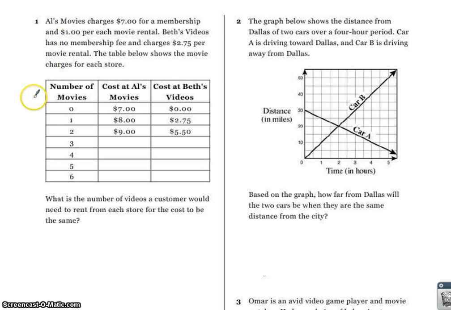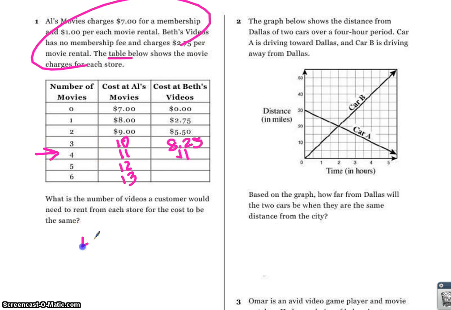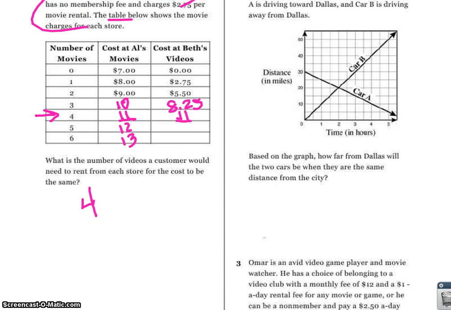So Al's Movies charges $7 for membership and $1 for each movie rental. Best videos. Okay, all of this I don't really care about. What I need to do here is say what number of videos would they need for the cost to be the same. Just continue your table. 7, 8, 9, 10, 11, 12, 13. Oh look, these are the same. So the answer is 4. When you get to the same spot, you don't have to keep going. Just extend your table.